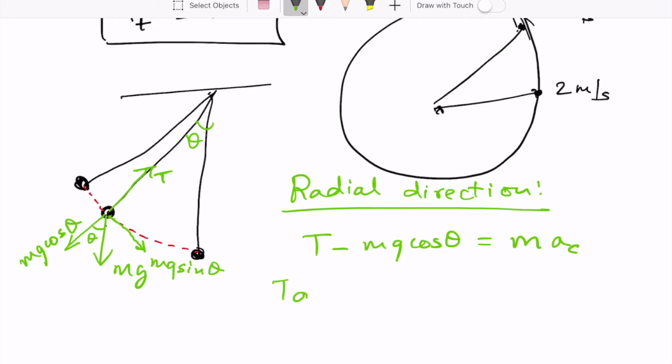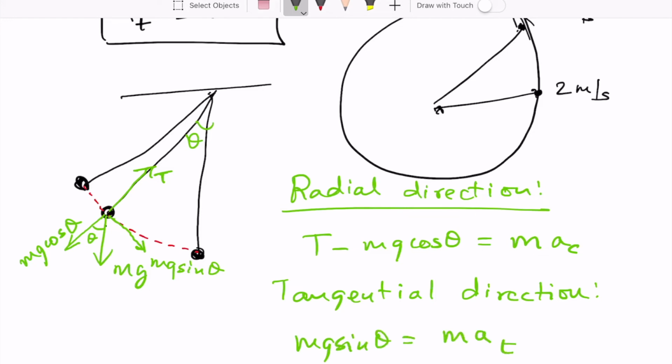And in the tangential direction, there's only one force, which is mg sine theta, and that is equal to mass times a tangential, right? And so from here you can easily figure out the tangential acceleration. a_t is just g sine theta in this particular example, right? So this is just an example to show you how an object can have a tangential acceleration and what causes that tangential acceleration. It's basically just a force acting in the tangential direction, right?